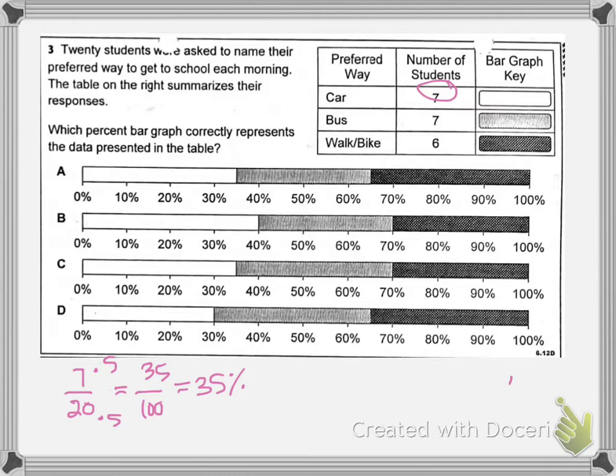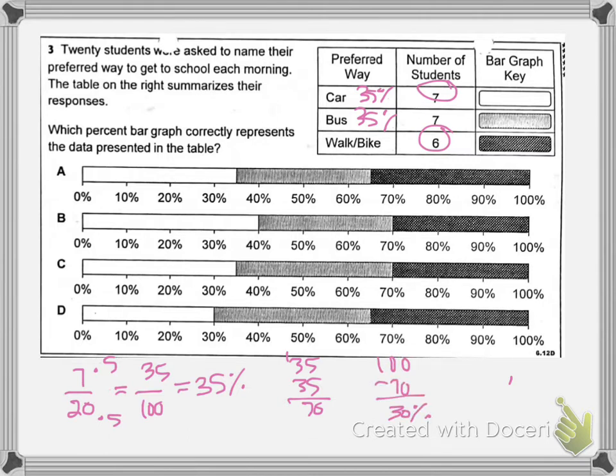So this is 35%, oops. Okay. This is 35% and this is 35%. 35 plus 35 is 70. That's 70% total, which means the remainder is 100 minus 70, which is 30%.